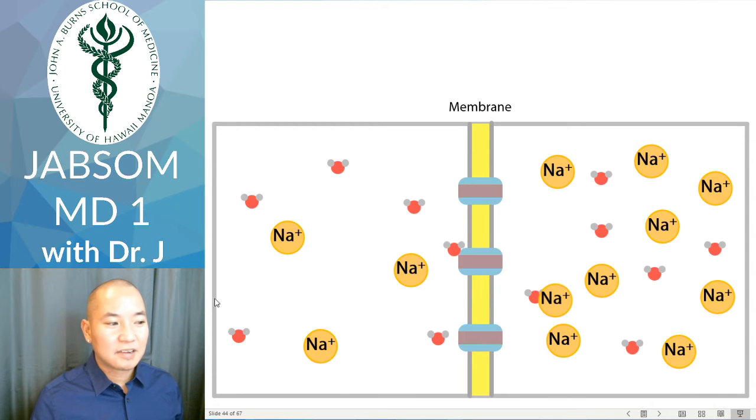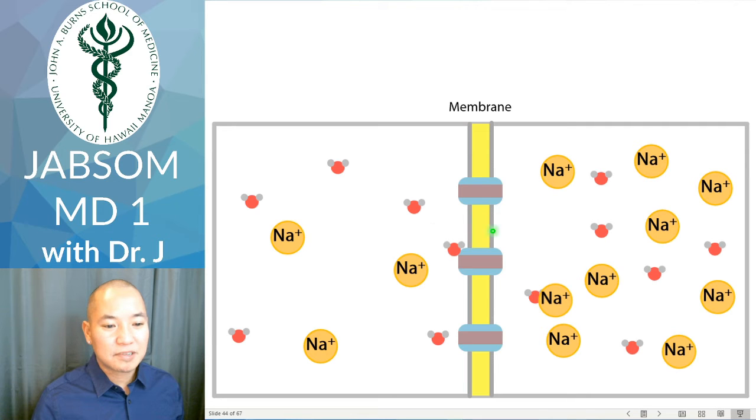So the thing is that with your equilibrium, now nature is going to try to balance it so that you have an equal amount of attraction between the water molecules and the sodium ions on both sides. In other words, it's going to try to balance out the concentrations of sodium molecules. So what is it going to do?